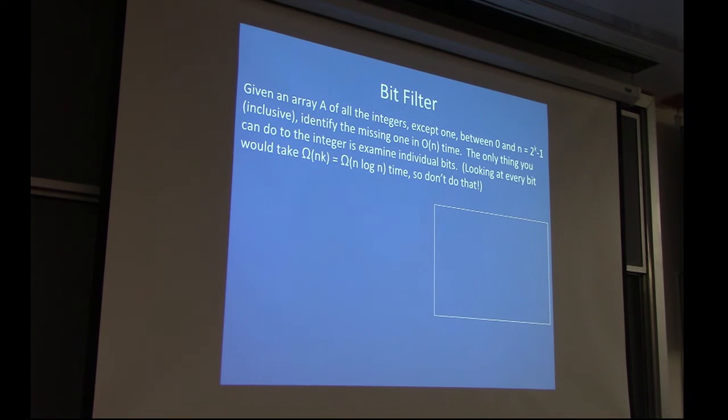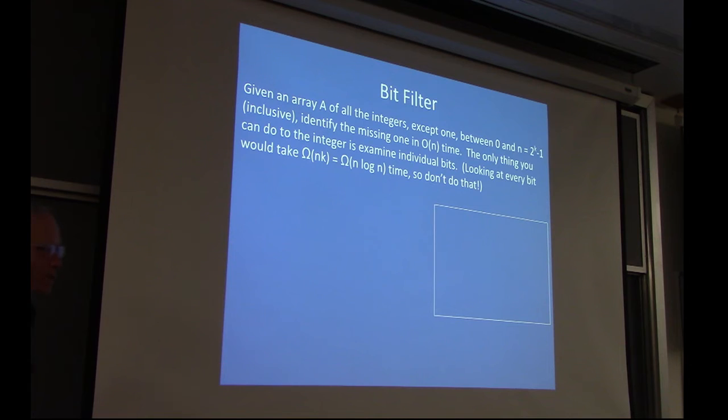All right, here's another one. You've got an array A of all the integers except 1 between 0 and a power of 2. So essentially you might have all the numbers from 0 to 7 except one of them, or all the numbers from 0 to 15 except one of them. And your job is to find the missing one in linear time.